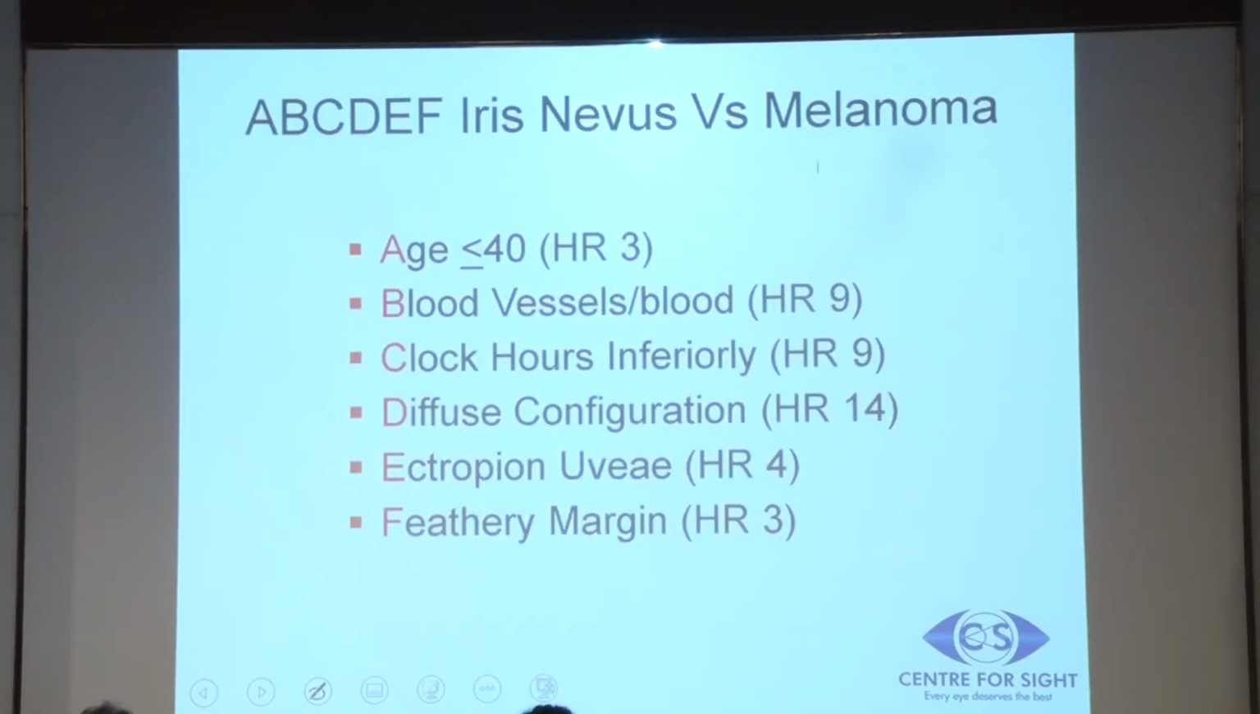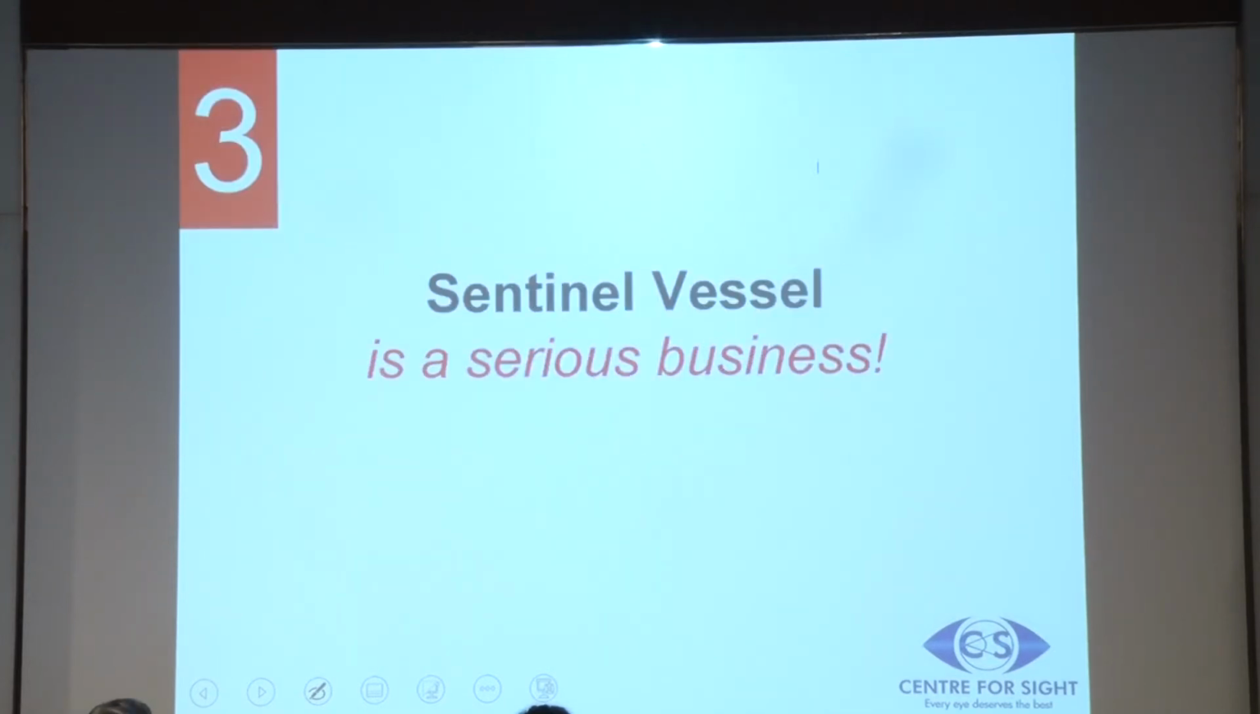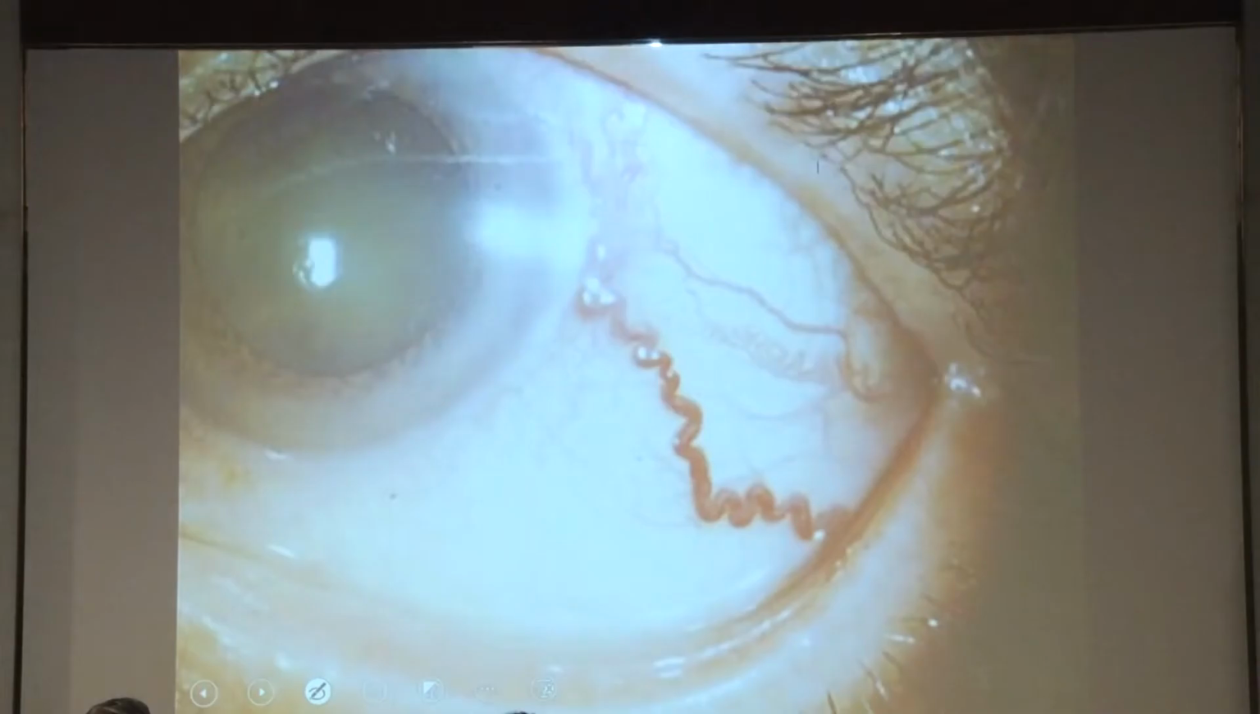There is another way of looking at it, A, B, C, D, E, F. This is okay for kind of description theoretically, but most important is to pay attention to clinical signs. The next tip is that if you see a sentinel vessel, then it's a serious business.